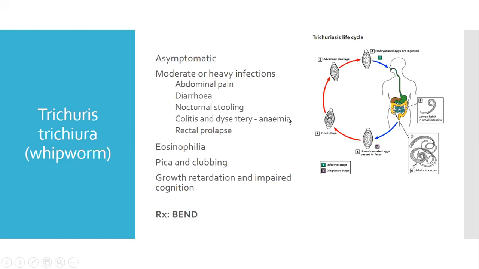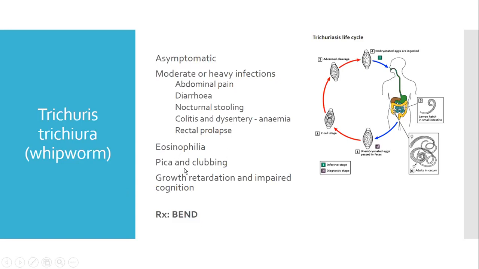Even though the adult worms are usually in the cecum, with very large infections the worms can also be in the rectum and the descending colon, and in that situation they can cause a rectal prolapse. With this degree of inflammation, you can have some eosinophilia.